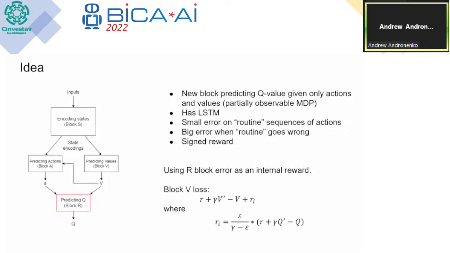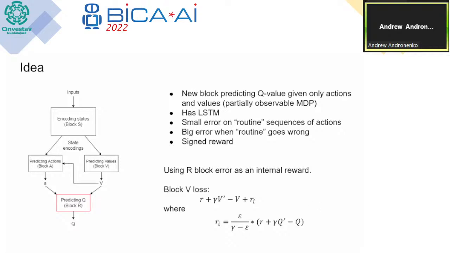The idea we present in our work is a simple and computationally easy curiosity mechanism. What we do is take the A3C actor-critic agent and add a new R block responsible for predicting the Q value function. The error of this block is the internal reward for the agent used to train the V block, so it's included in its loss.